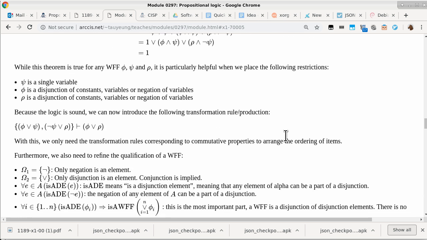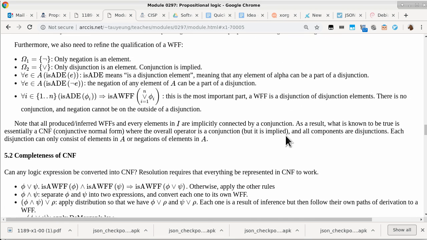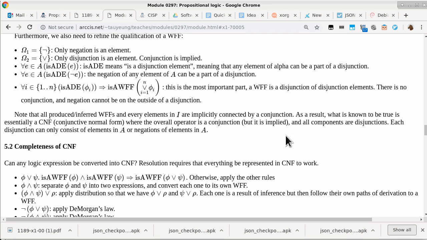So now we look at another thing. What we are now doing is redefining what it means to be well-formed. Remember well-formed formula? I'm going to redefine it now. So let's take a look at the new propositional logic system. This is a way simplified version.